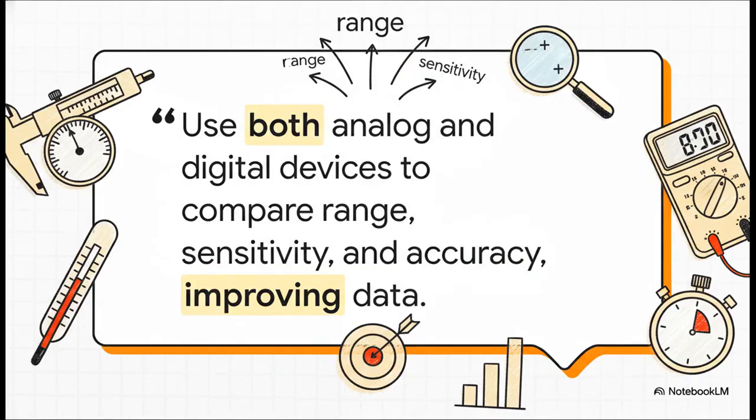And this brings us right to the core lesson from the syllabus. This is the ultimate takeaway. A great scientist doesn't just pick a side in the analog versus digital debate. No, they know how to use both. They know how to compare their range, their sensitivity, and their accuracy to get the best possible data and improve the quality of their observations.